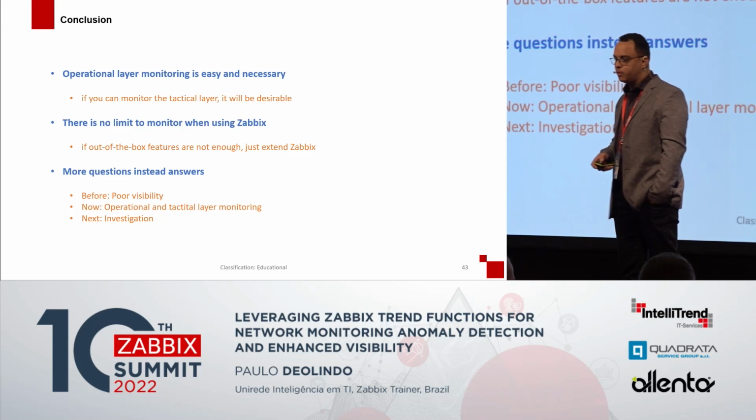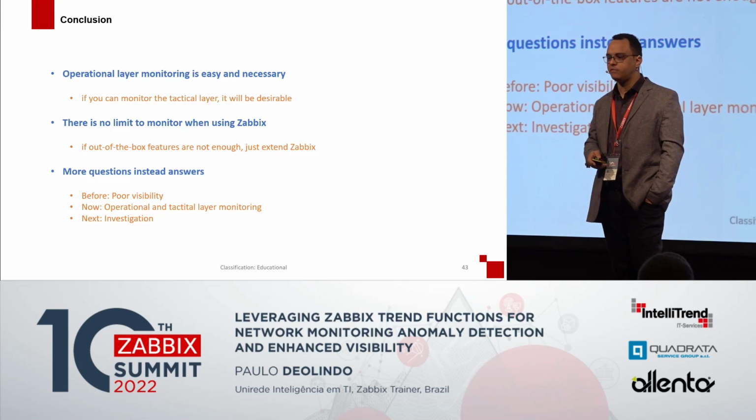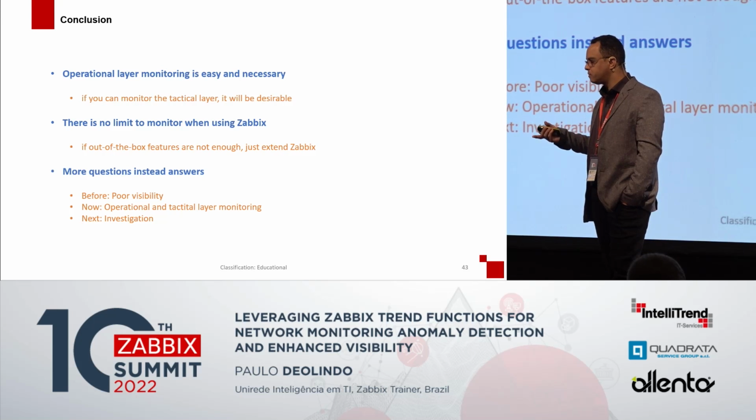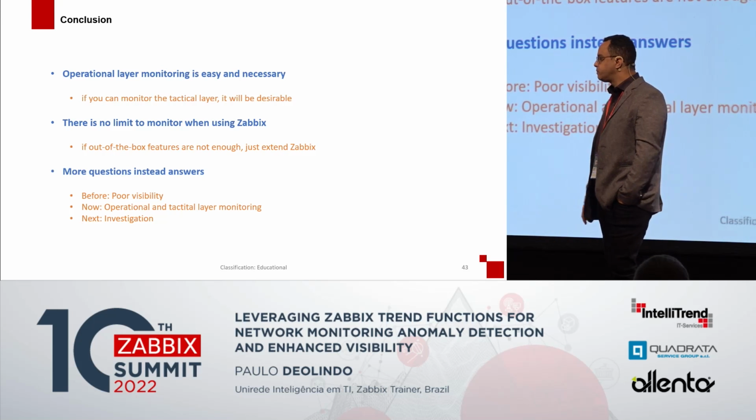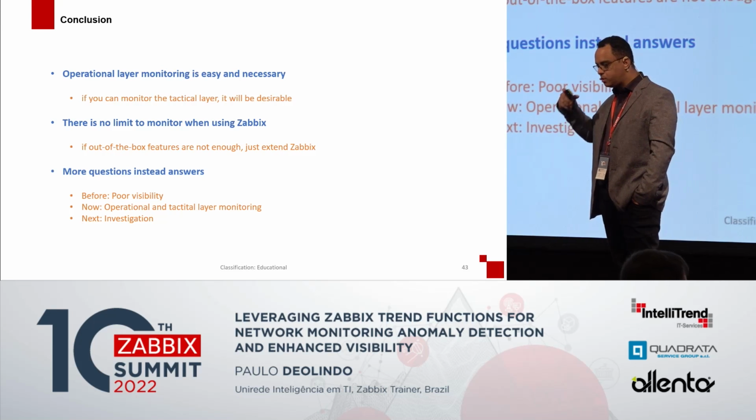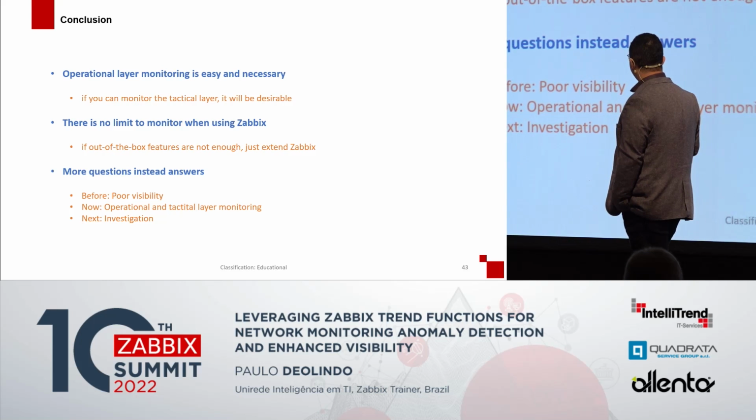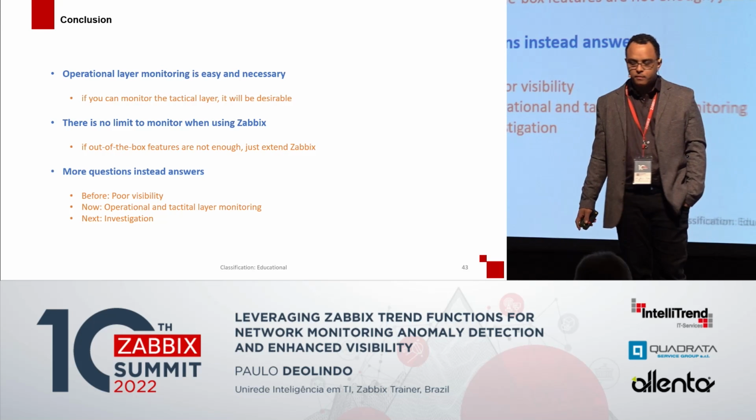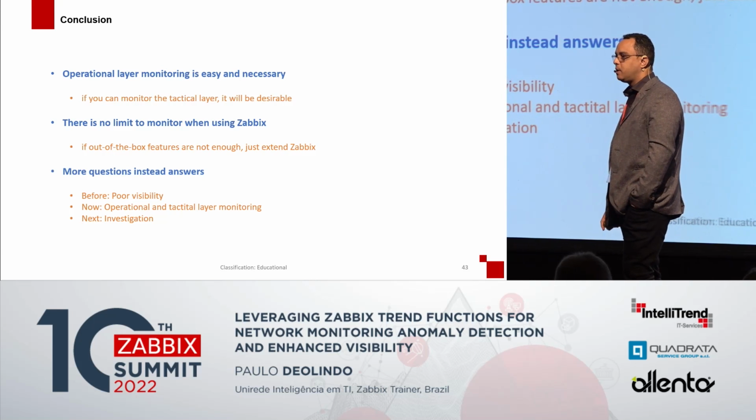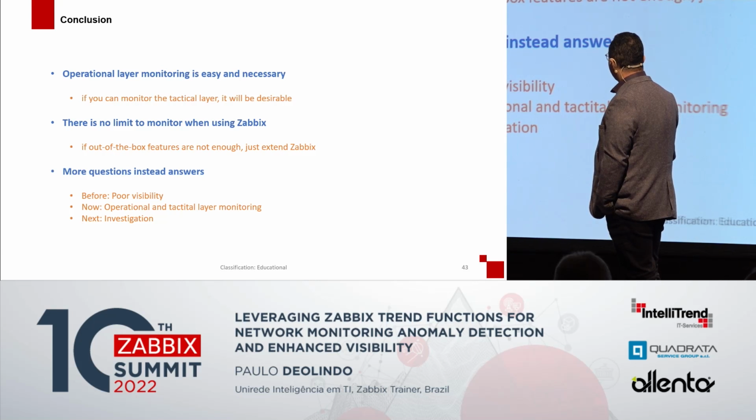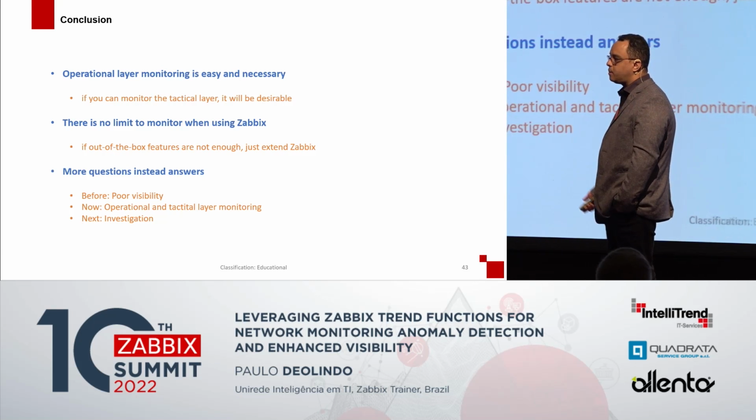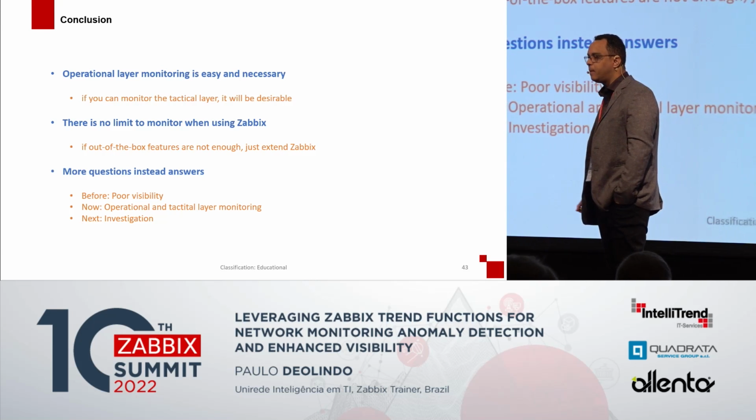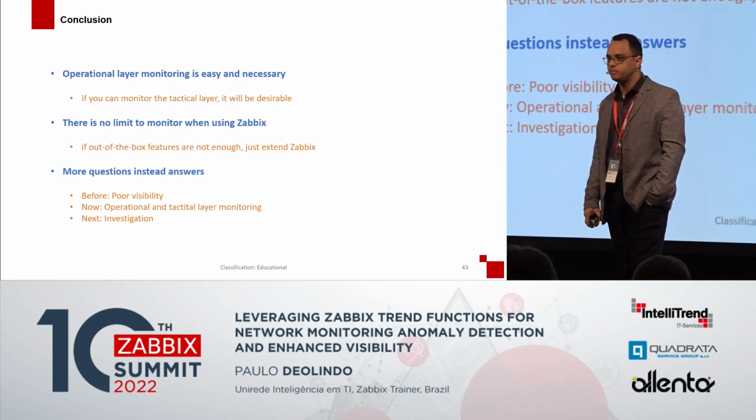Remember, operational layer monitoring is the first result of some out-of-the-box templates that can be assigned to any host. But we can't stop here. We need to evolve. And if you don't find a feature that helps you, just extend Zabbix, like this implementation here. Okay, again, more questions than answers, because this implementation brings to light some unknown behaviors, from completely blind to something to investigate. I think this is it.